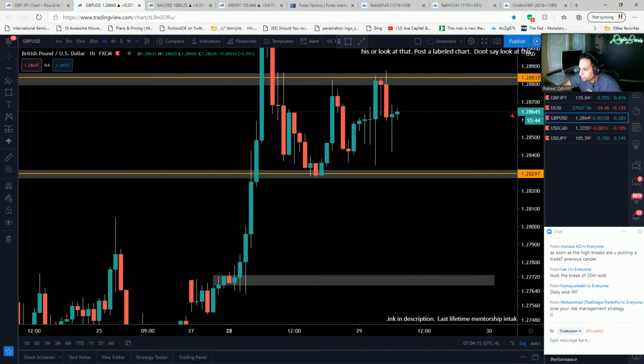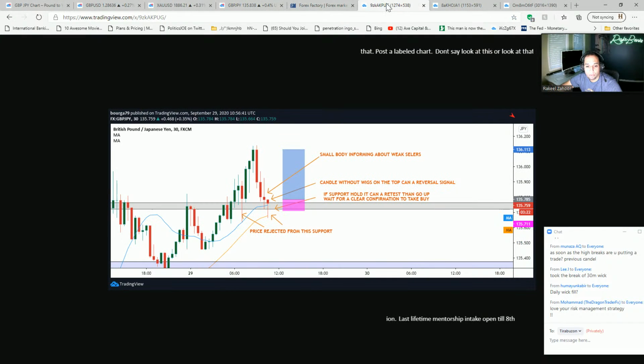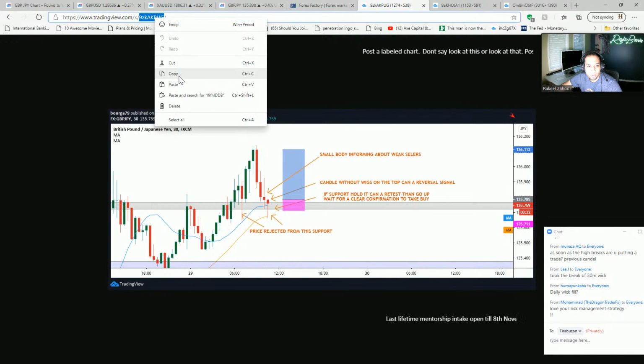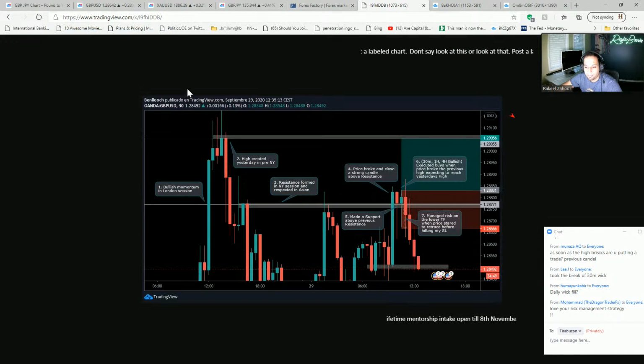Hey, small loss in GU today, but managed my risk. Could I have done something different? Let's take a look here. This is coming from the gulag. We're in the gulag.